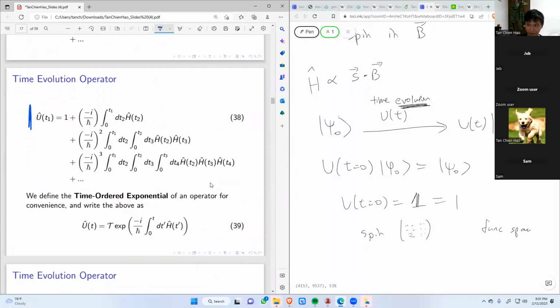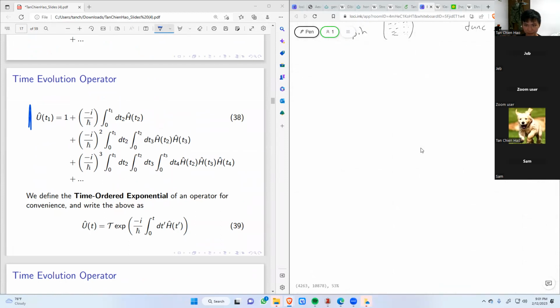Let me just fill in some of the steps over here. How do I get from this to here? The idea is to draw a triangle. If I have the integral from 0 to t1, then for each one of them, t2 is the variable that goes along it. But then I have an integral from 0 to t2. So at this point, t2 equals 0, and at this point, t2 equals t1. Then I have the integral from 0 to t2 for each one of them.